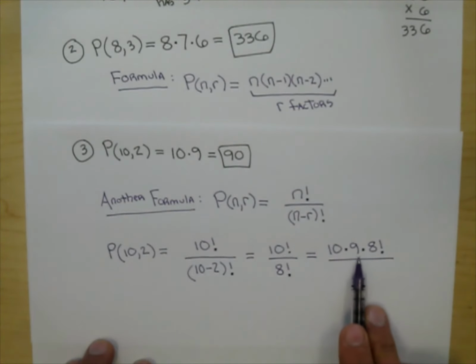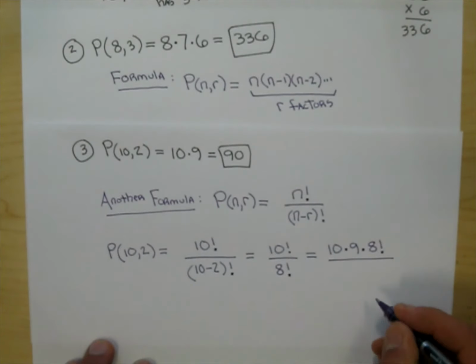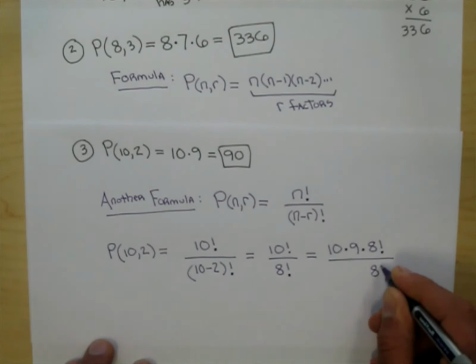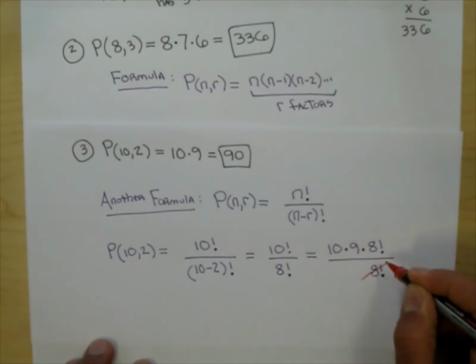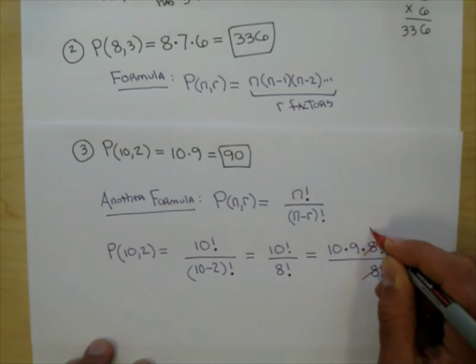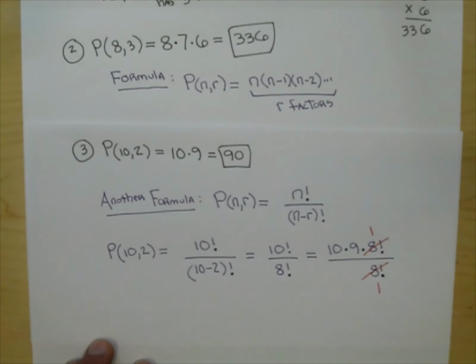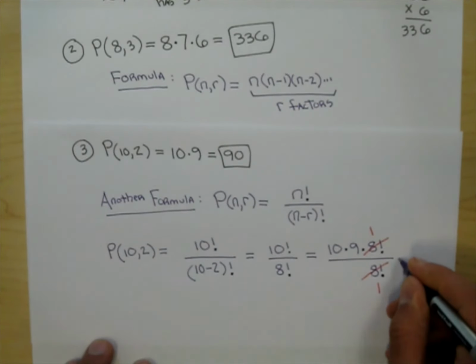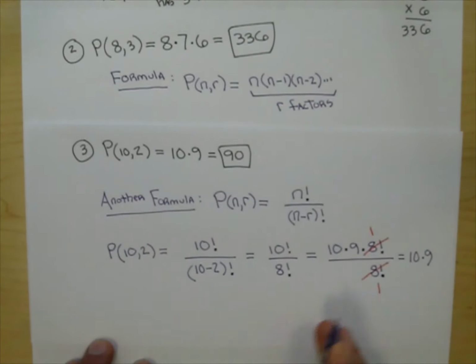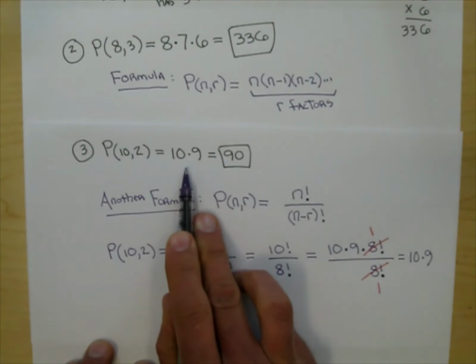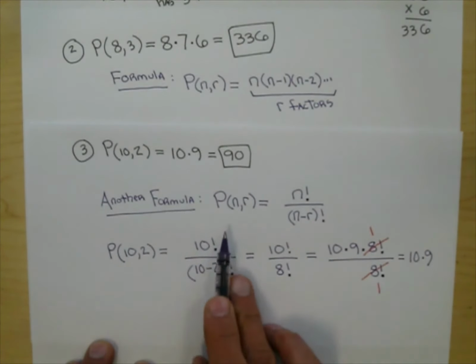Now, why did I do that? Because what do I see on the bottom? An 8 factorial. What can you do with those 8 factorials? You can cancel them. And really, what do you have? You have 10 times 9, which is exactly our first step in the countdown method. That's why I would recommend the countdown method over this, but there's a reason I'm showing you this formula.